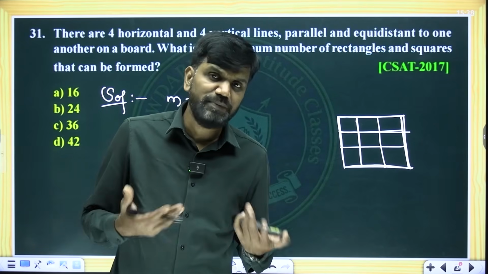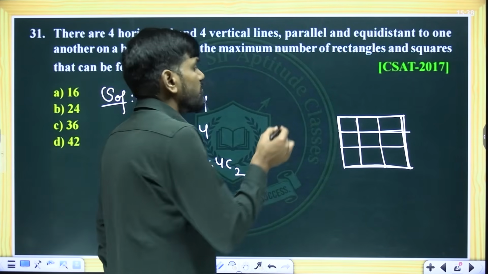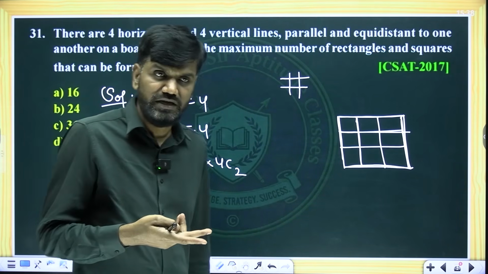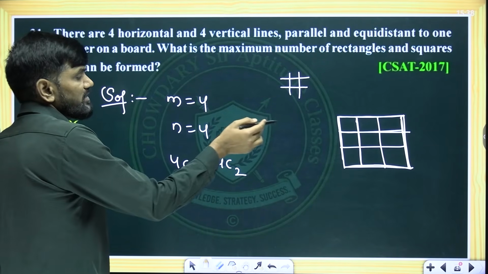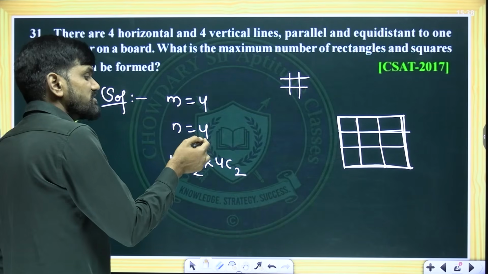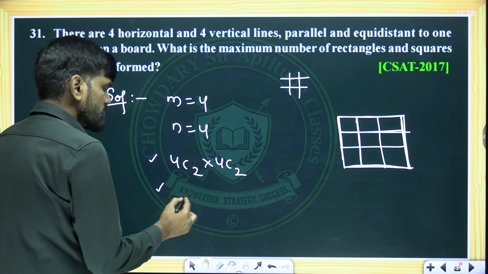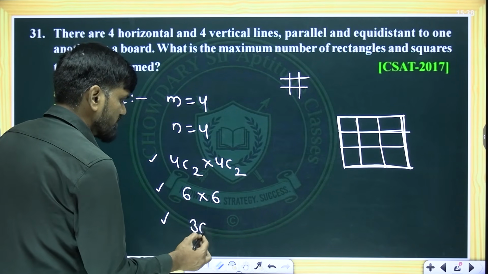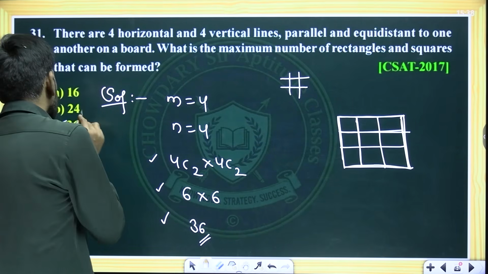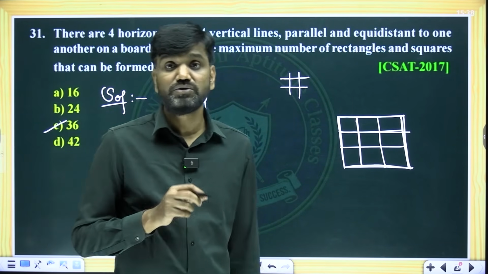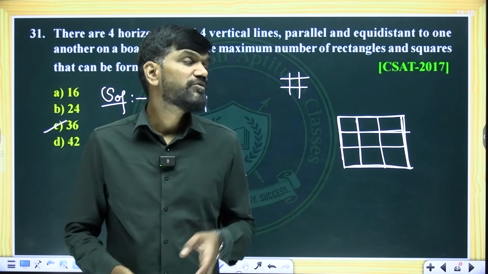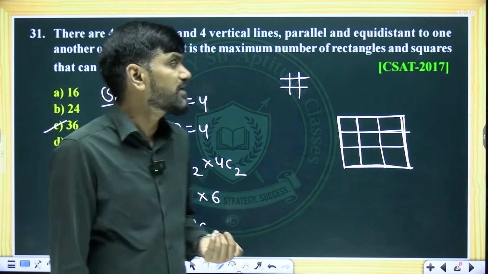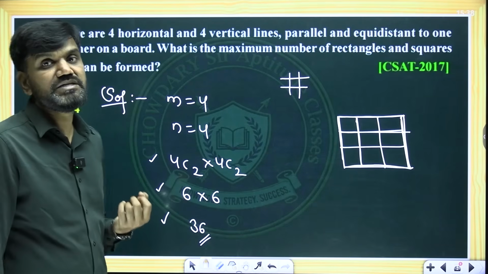A rectangle is as good as a parallelogram, because to form a rectangle you need 2 horizontal lines and 2 vertical lines only. You choose any 2 horizontal lines with any 2 vertical lines. 4 horizontal lines are there, out of that you choose any 2. 4 vertical lines are there, out of that you choose any 2. 4C2 is nothing but 6. Again 4C2 is nothing but 6. So 6 into 6 is becoming how much? 36. Hence your answer has to be 36. So don't count squares separately, because when you are counting rectangles, the rectangles include squares also. Hence your answer is 36 only.